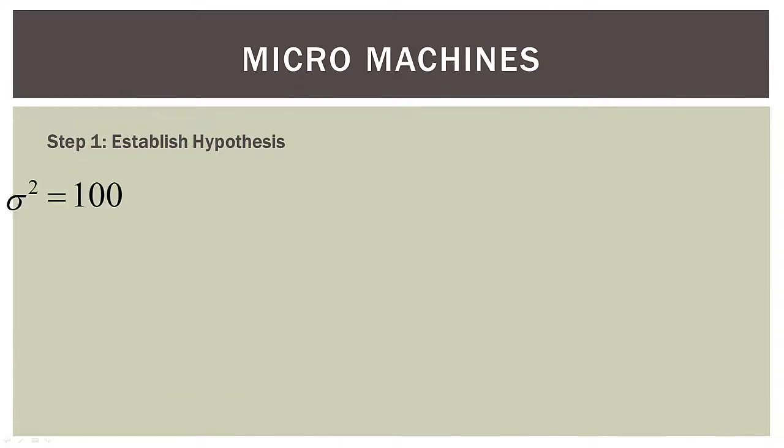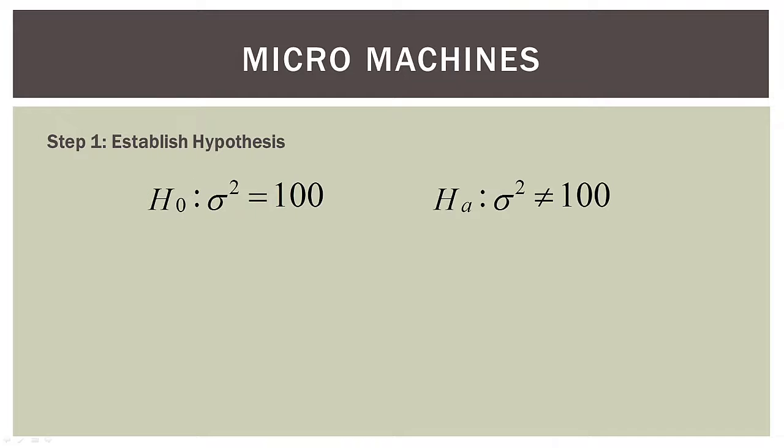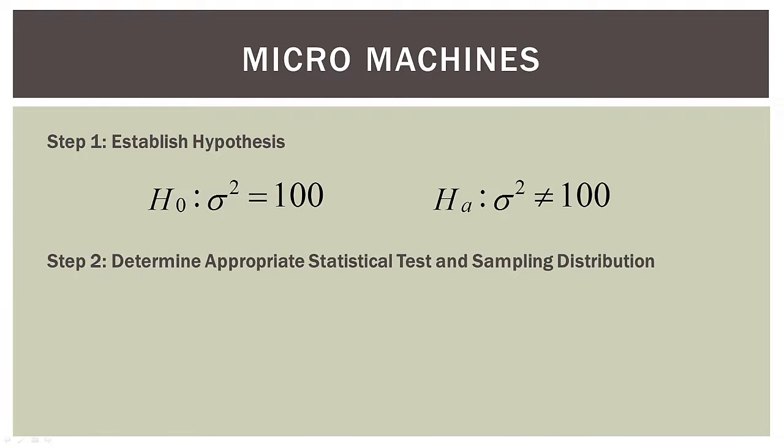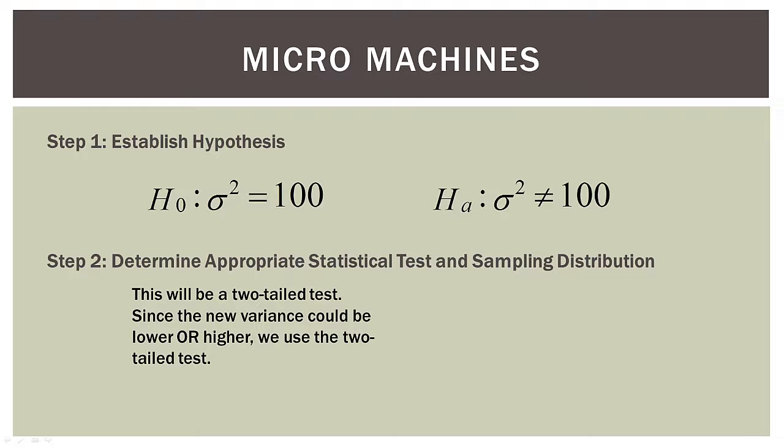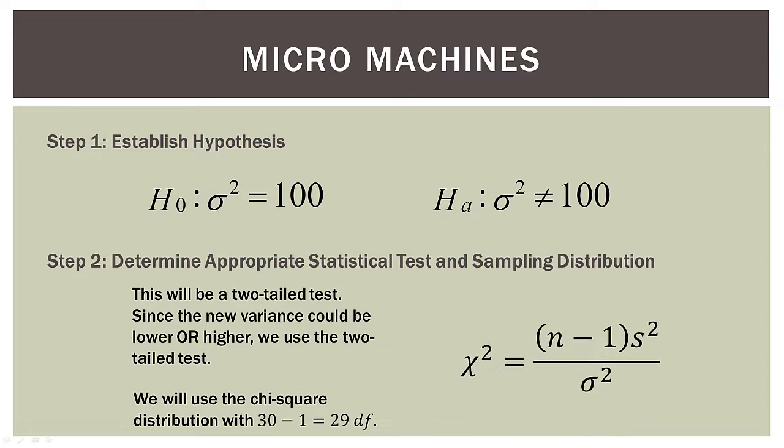So let's establish our hypothesis. Our null hypothesis states that the new machine's population variance, sigma squared, equals 100 microns. Therefore, the alternative is that it does not equal 100 microns. Now this would be a two-tailed test, since the new variance could be lower or higher. Now we will use the chi-square distribution with 30 minus 1 degrees of freedom, because remember our sample size is 30. And again, here is our test statistic formula.